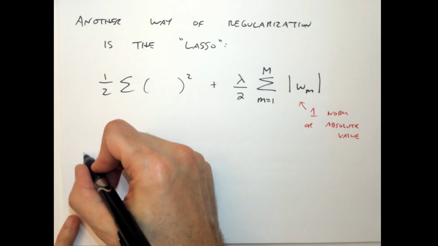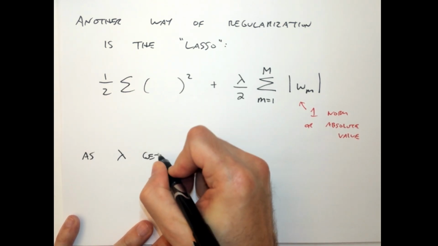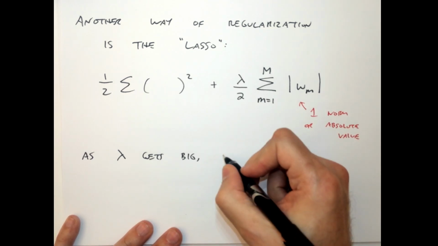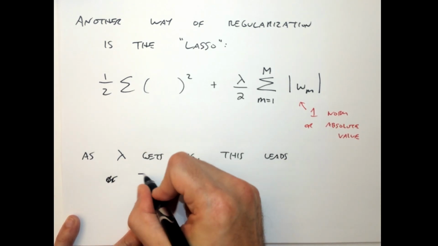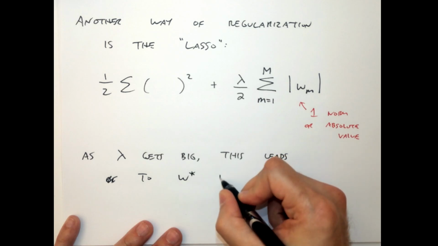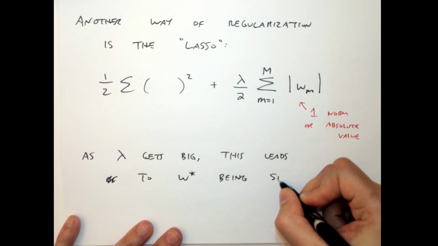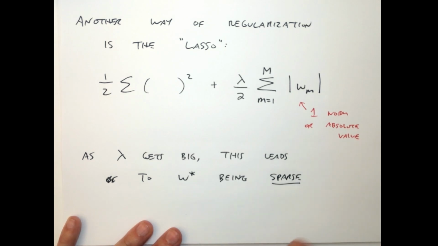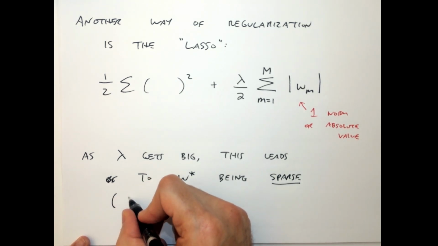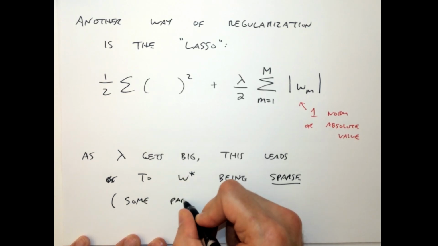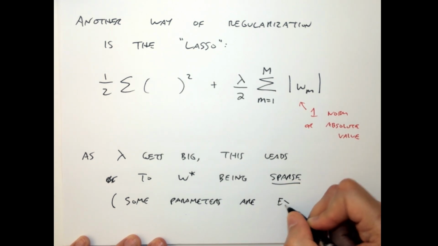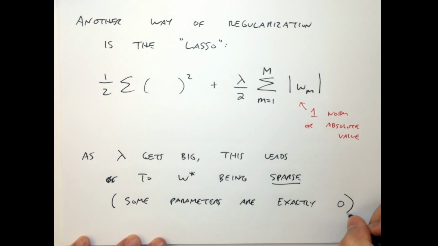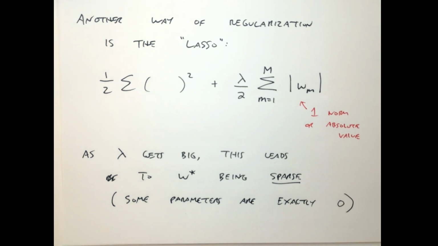Because the result is that as lambda gets big, this leads to W star being what's called sparse, which means that some parameters are exactly 0. And there are some reasons why you may want that.